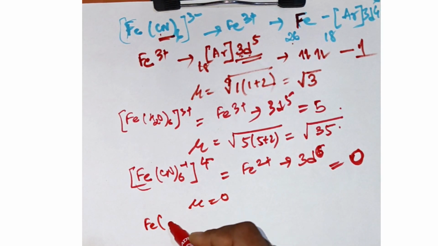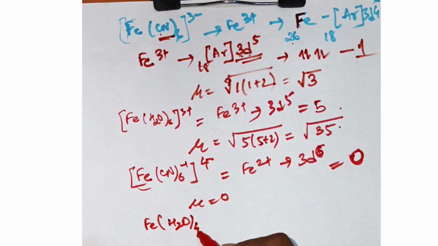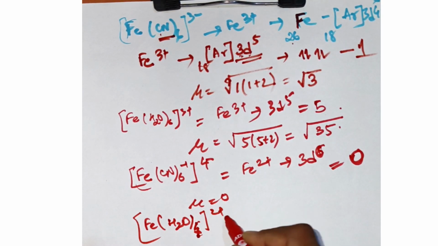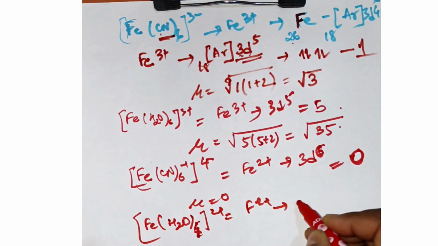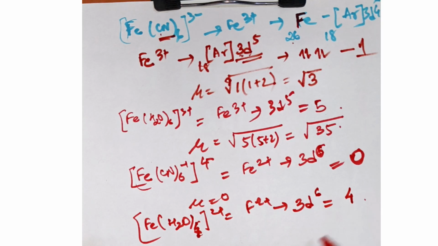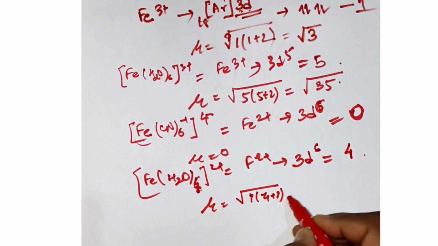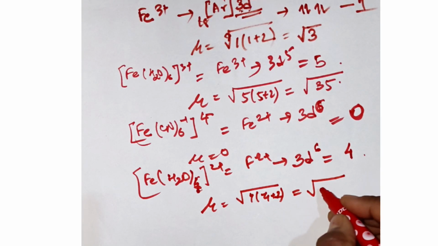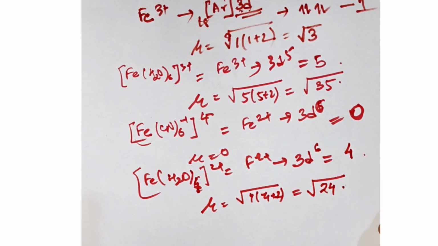And the last one is your Fe(H2O)6. Here again 2 plus, so here iron becomes 2 plus, again 3d6 is there, so how many unpaired electrons? 4 unpaired electrons. So mu will be under root 4 into 4 plus 2, which is equal to 4 into 6, 4 sixes are 24. So this is under root 24.